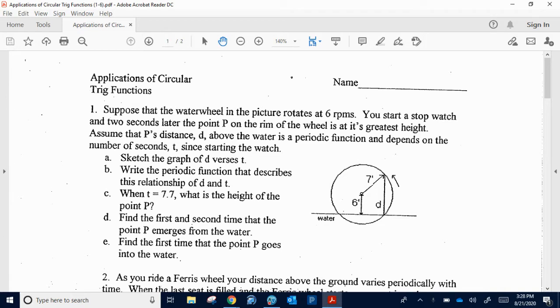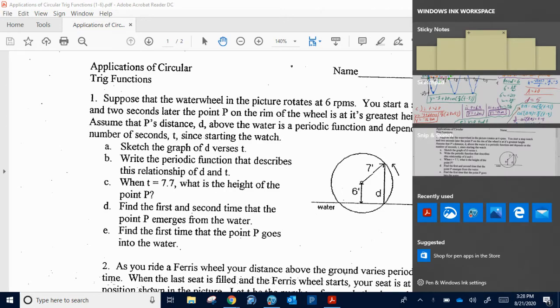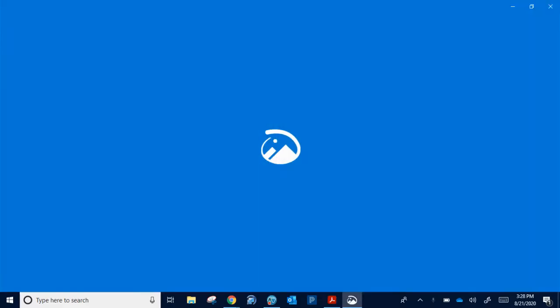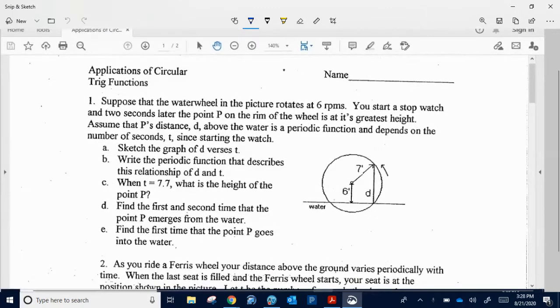We're going to continue our look at applications of circular trig functions, basically big story problems for our sine and cosine graphs. Today, I want to talk about this water wheel problem that tends to give people a little bit of trouble. And I also want to make sure doing this that I can do an in-person and a video for every part of every class.